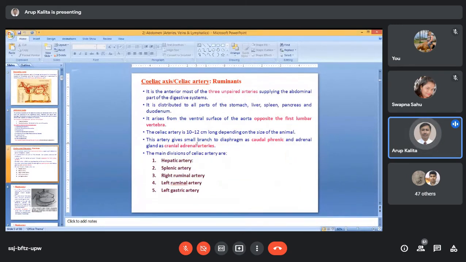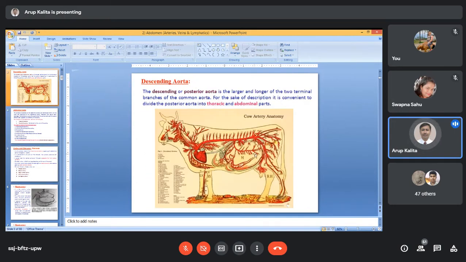This artery gives small branches to the diaphragm as caudal phrenic and to the adrenal gland as cranial adrenal arteries. So this celiac artery, in addition to the different main branches that we are going to discuss after this, will also supply a small branch to the diaphragm. Here in this photograph you see a small artery that also supplies the diaphragm, and that artery is known as caudal phrenic.